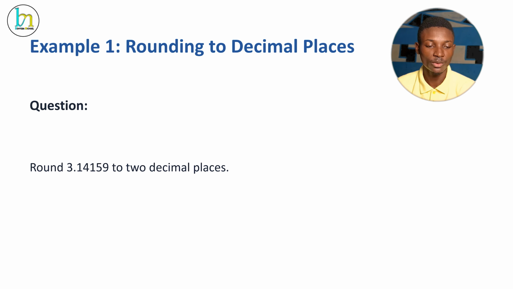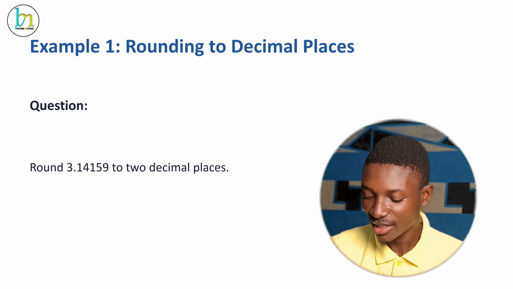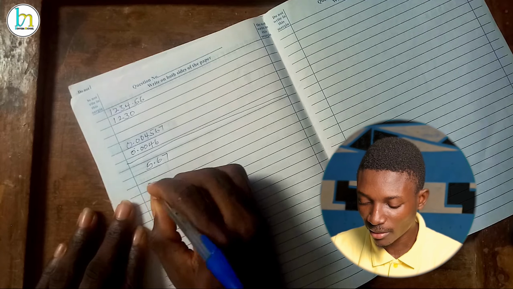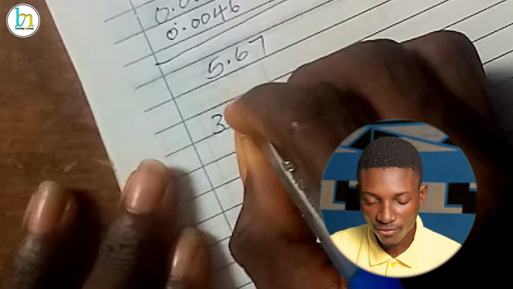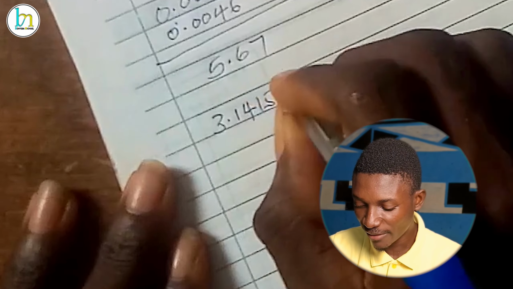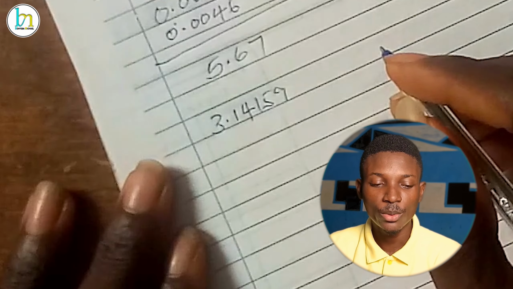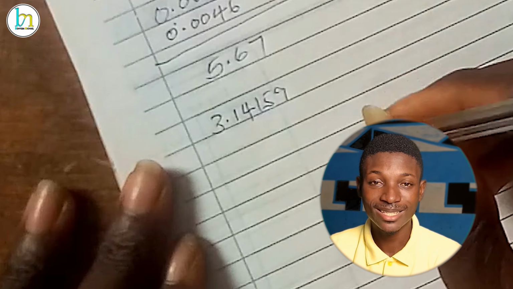So that is it. Now let's move to our first example in decimal numbers. We have: round 3.14159 to 2 decimal places. So we are asked to round this to 2 decimal places.